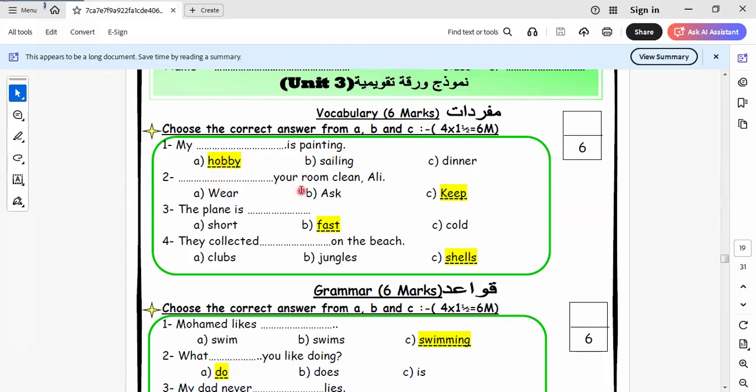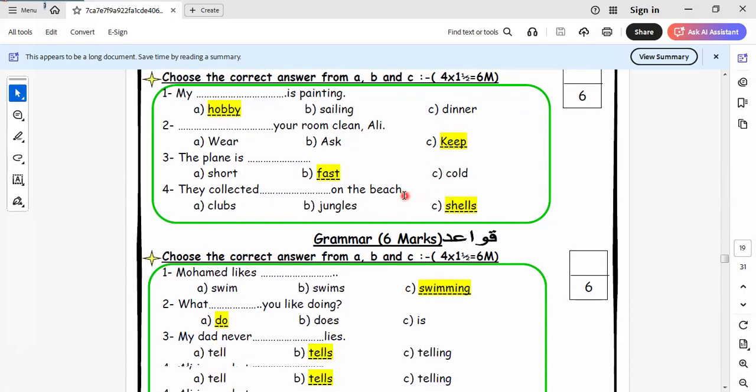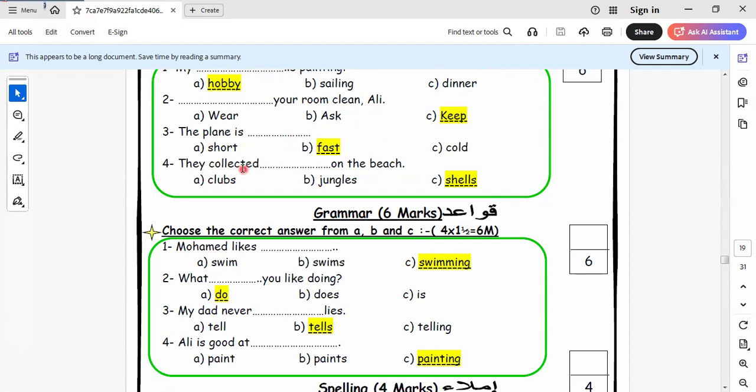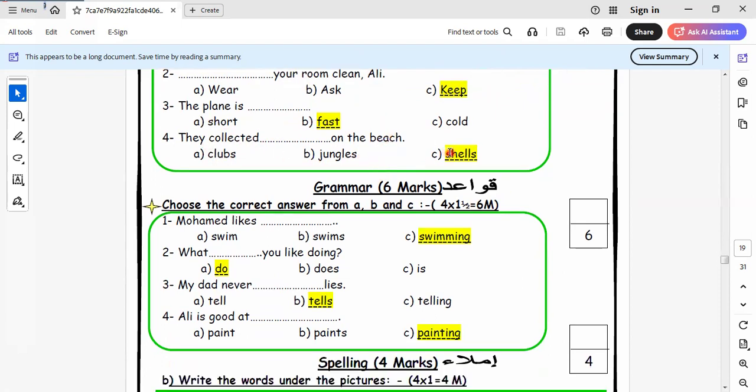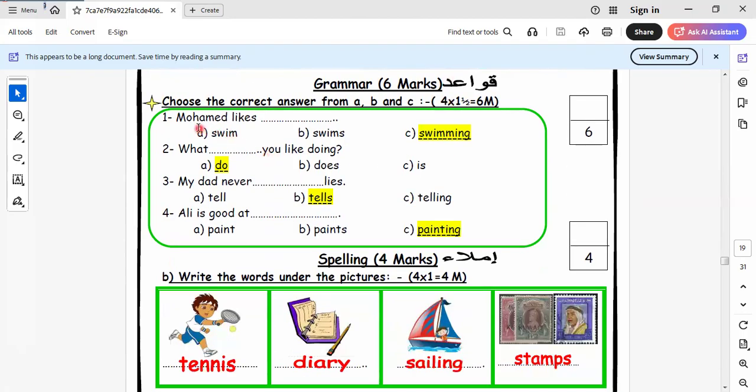You are clever pupils, as we know during the lesson. Keep your room clean, Ali. So here I say keep your room clean, Ali, as we know during the lesson. The plane is fast. You are clever pupils. They collected shells on the beach. So here we talk about shells. Let's go to another one.